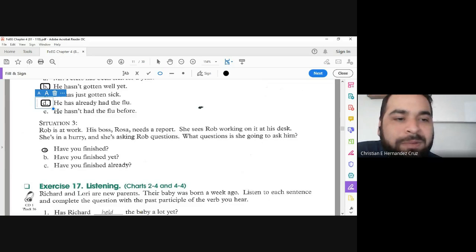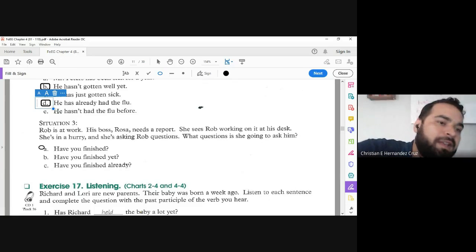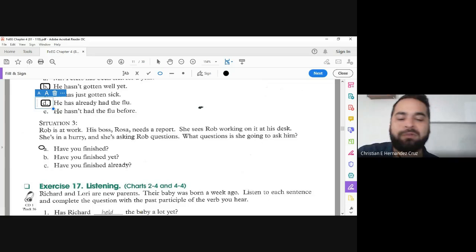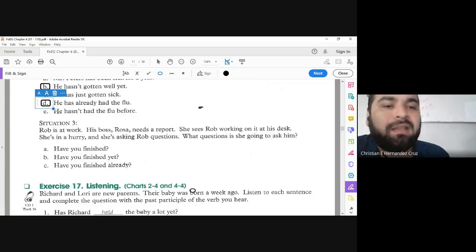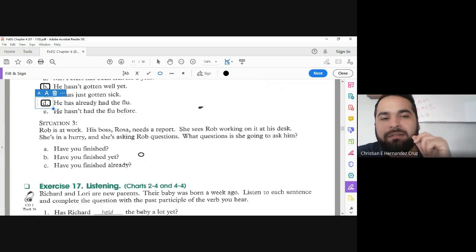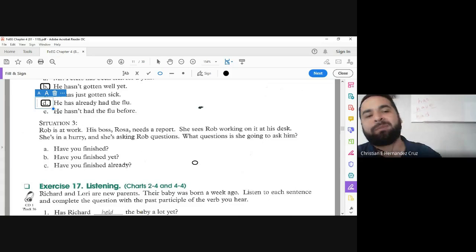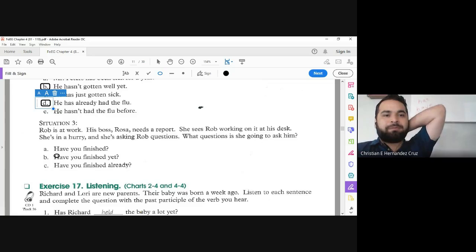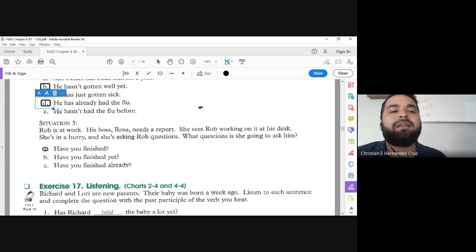I'm inclined more between A or B. And of course, I'm inclined more towards one than the other. So remember, she is expecting that report soon. And she sees he is working. She doesn't know if he's working specifically on that report. So, any other suggestions, A or B?